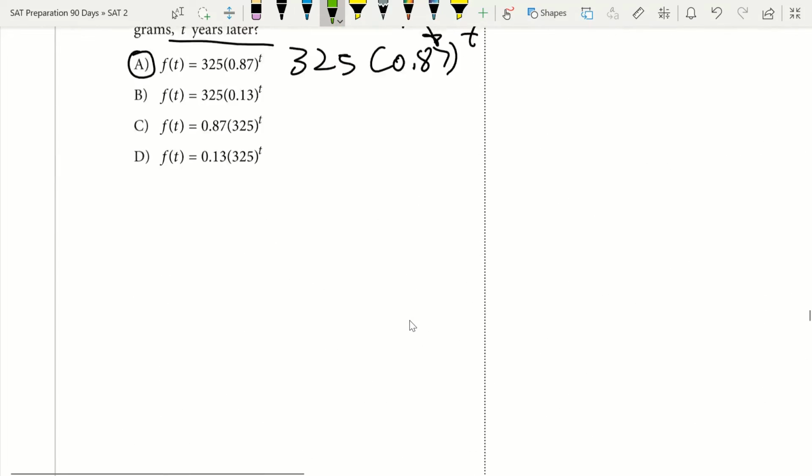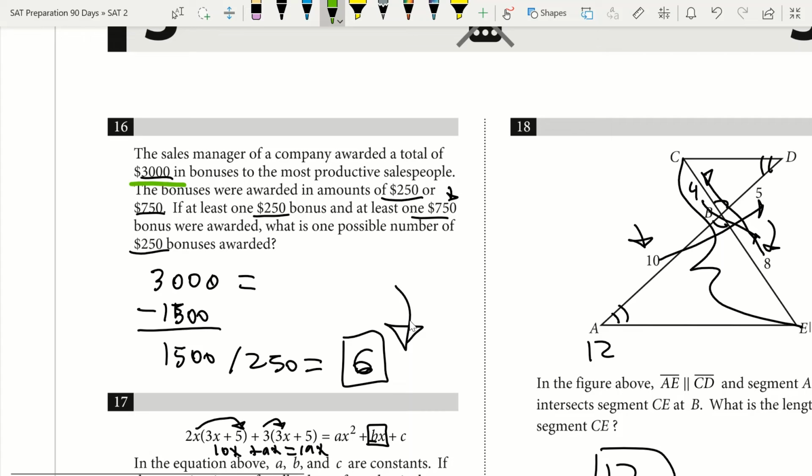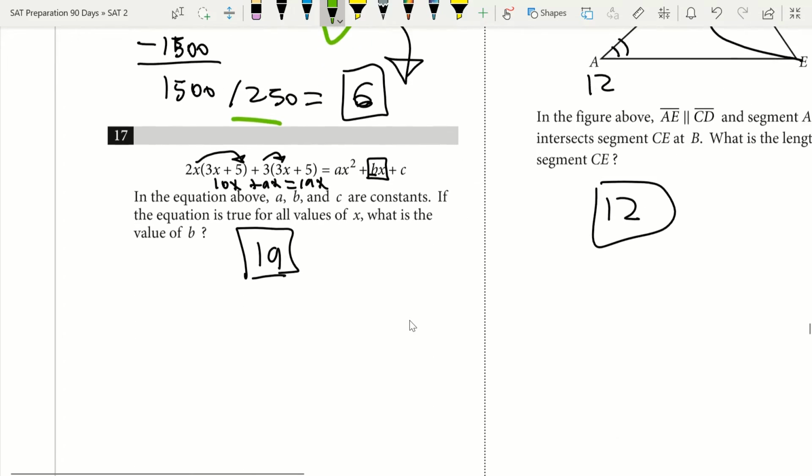At this point, I'm going to go check 16 through 18 very, very quickly. Okay, I've got 16. We've got 3 grand in bonuses. We've got 1 has to be 250, and 1's got to be 750 at least. So let's go ahead and pick to do 750 ones. If we do that, we're going to end up with 1,500 left. Divide that by 250. A possible number of 250 bonuses is 6. That's correct.